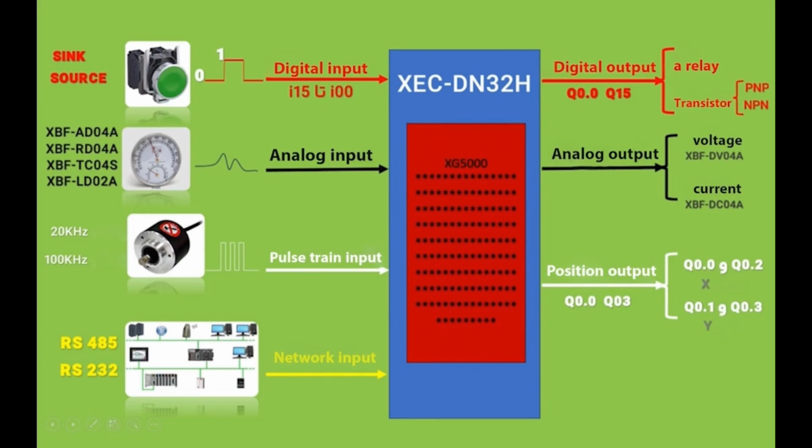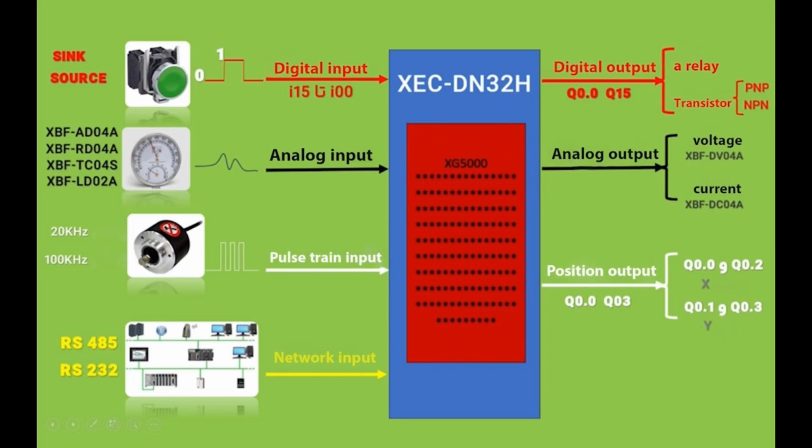There are two types of analog output cards. One is voltage type, the other is current type. Analog output voltage cards are identified by the code XBF-DV04A, which comes in various codes, but the DV after the dash indicates that the analog card is voltage type. And if instead of DV it says DC, then the output card is of the current type.